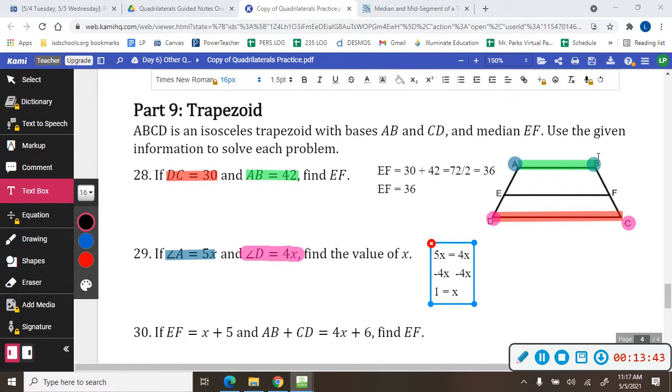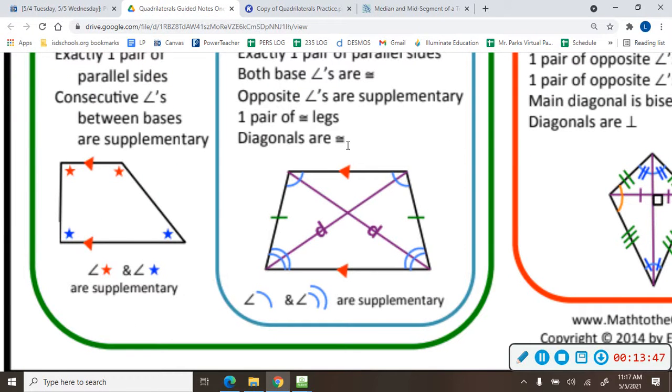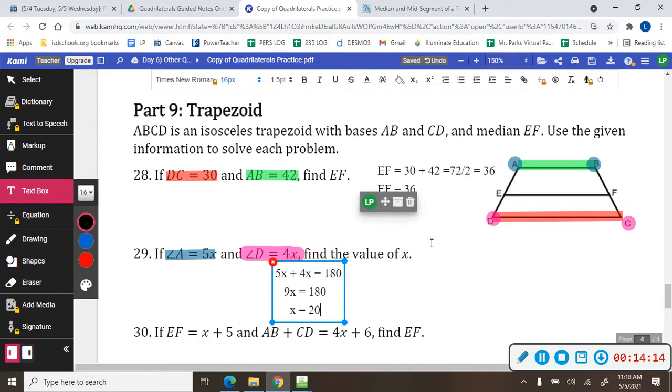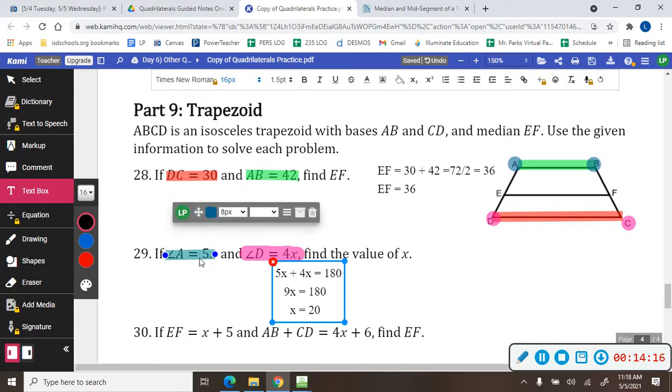Alright, looking back, these angles are not congruent. They're actually supplementary. So my equation really should be 5x plus 4x equals 180. So 9x equals 180. Take 180 divided by 9, x would be 20. I knew if I plugged 1 in, that wasn't going to work, so I'd end up with an angle of 4 and an angle of 5. That wasn't going to work. So I know this part was the wrong thinking. So that means x is 20.